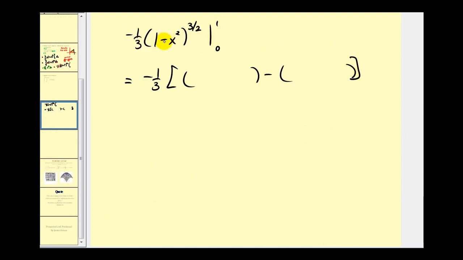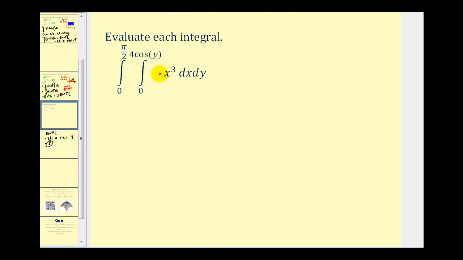Okay, so when x is 1, we're going to have 1 minus 1 here, so that's going to be 0. And then when x is 0, we'll have 1 to the 3/2, so that's just going to give us 1. So we have negative 1/3 times a negative 1, so this gives us a positive 1/3. And let's go ahead and take a look at one more example. Here we're going to integrate with respect to x first.